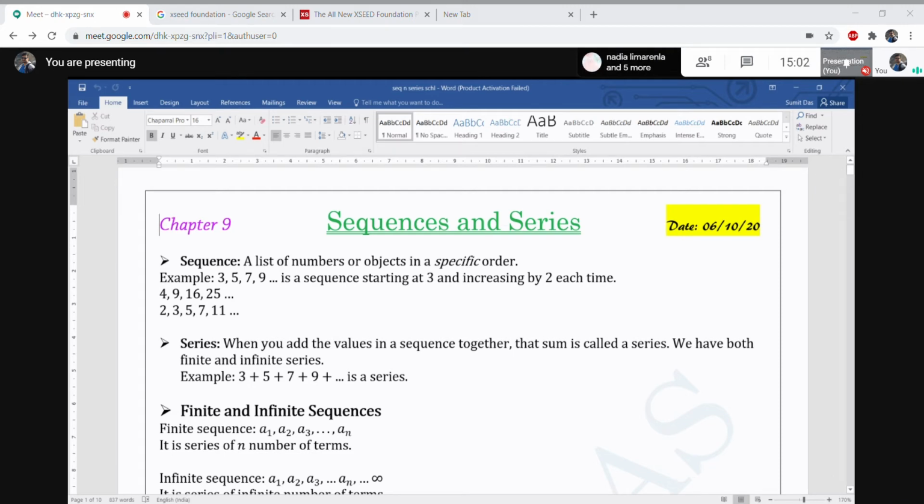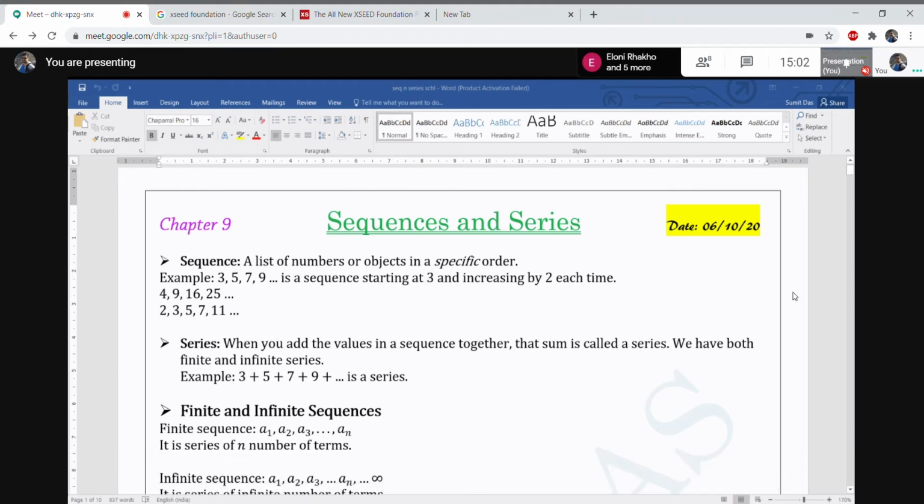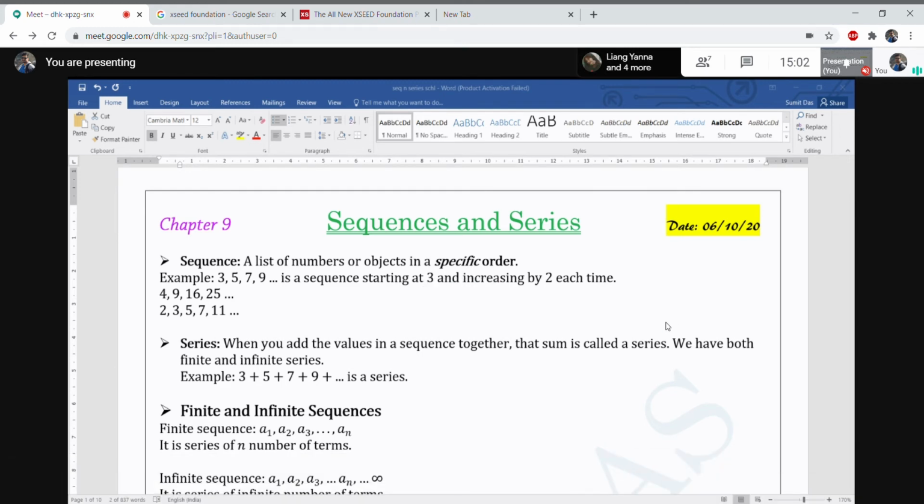You can see, sequence is what? Sequence means a list of numbers or objects in a specific order. This is a very important part: specific order. You should have some specific order, whether it is descending order, ascending order, or some particular order that is needed. So the sequence is the list of numbers or objects in a specific order. That is called a sequence.